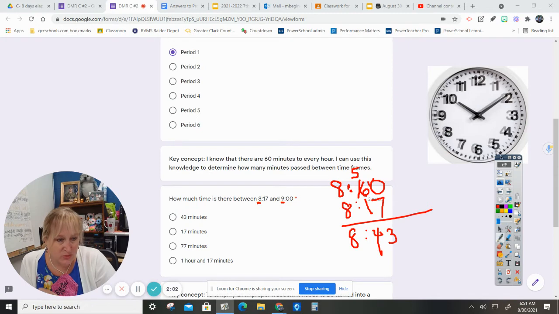Okay, so I'm going to put my timer at 17, which would be here. And I'm going to count by 5s because there's this extra time. So 5, 10, 15, 20, 25, 30, 35, 40. And then there's 1, 2, 3 minutes. So even that way gives me 43 minutes. So my answer for this one is 43 minutes.